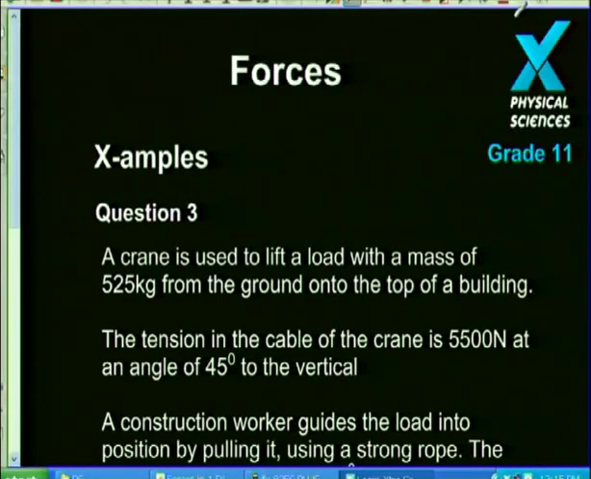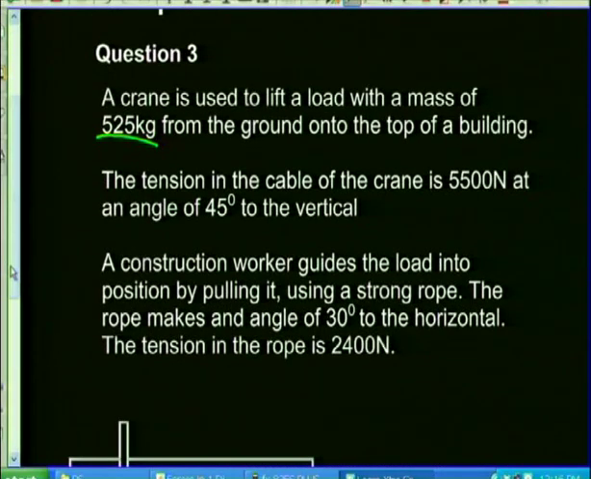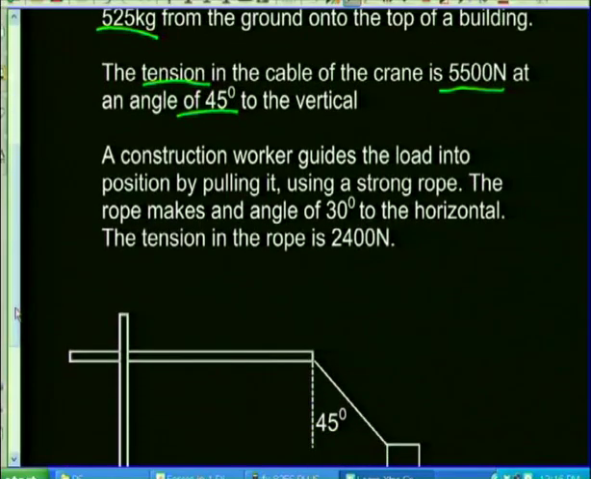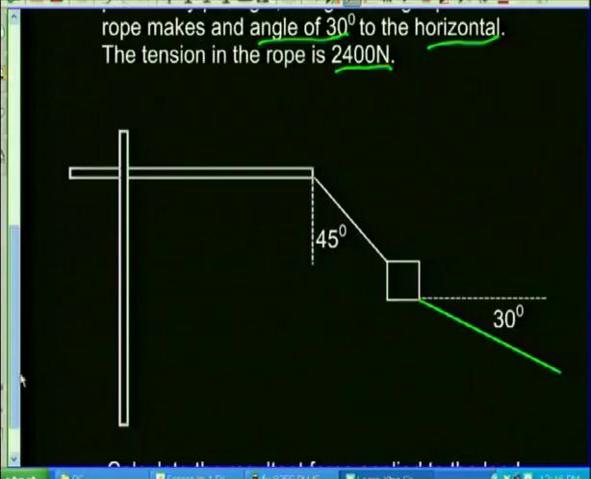Question 3 says, a crane is used to lift a load with a mass of 525 kilograms from the ground onto the top of a building. The tension in the cable, so tension is a force in the cable of the crane, is 5,500 newtons. It acts at an angle of 45 degrees to the vertical. It tells us that a construction worker guides the load by pulling it using a strong rope. The rope makes an angle of 30 degrees to the horizontal. The tension in this rope is 2,400 newtons. There they give us the diagram.